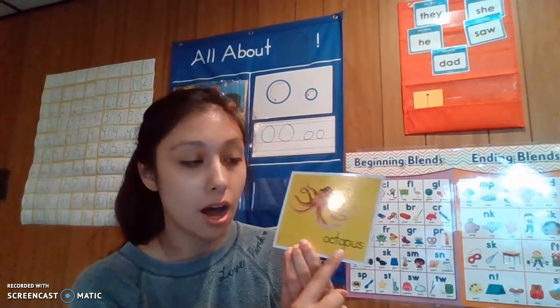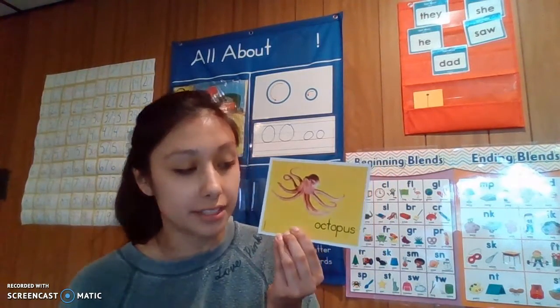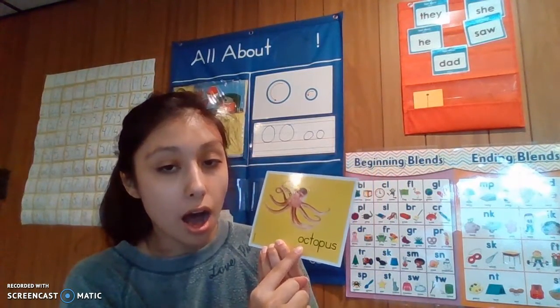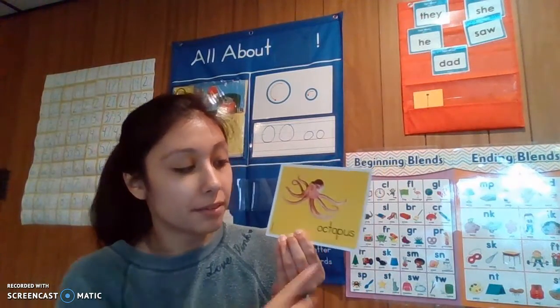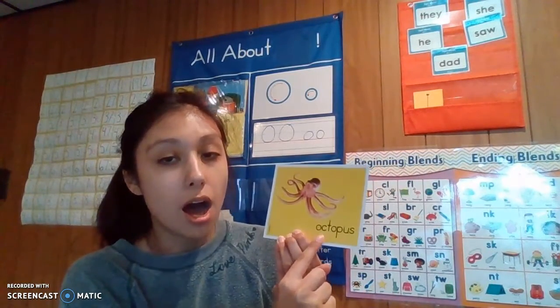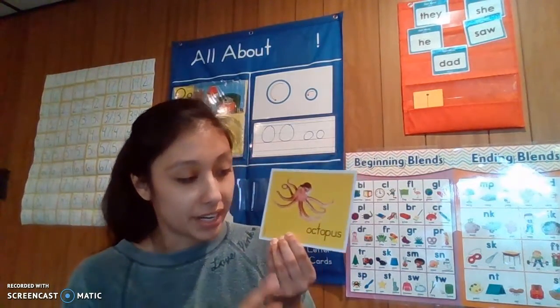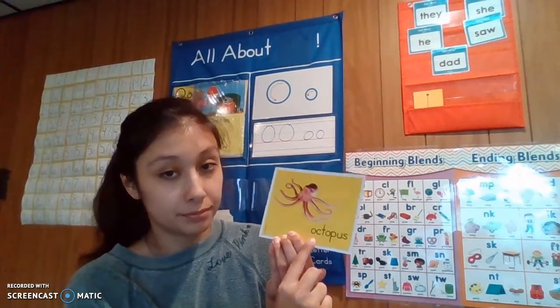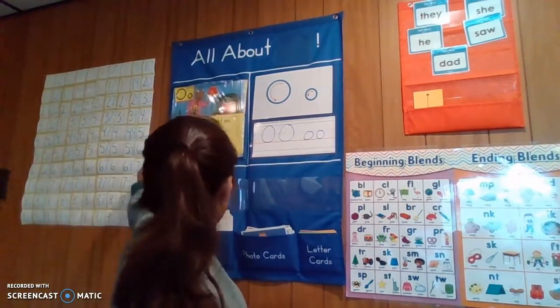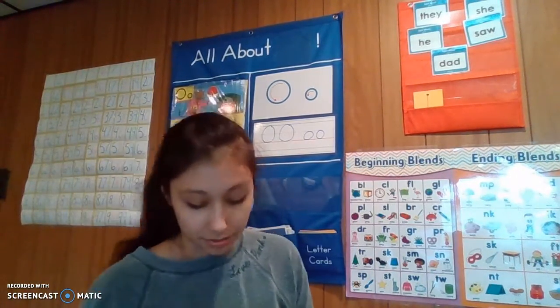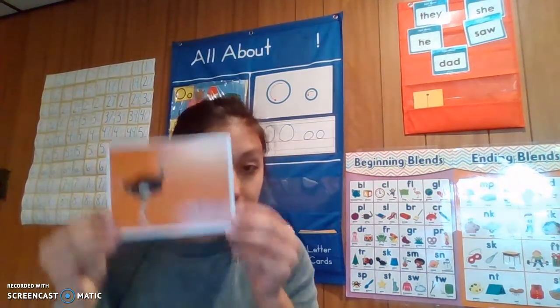So I have 3 pictures here that start with the ah sound. Ah. Octopus. Let's do that together. Get ready. Octopus. Again, get ready. Octopus. One more time, get ready. Octopus. And by yourself, get ready. Nice job. So we have octopus. That starts with the sound.